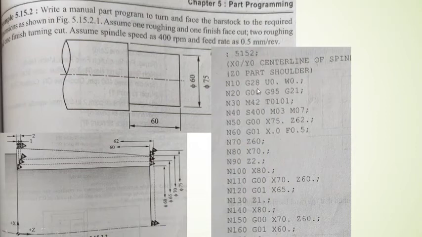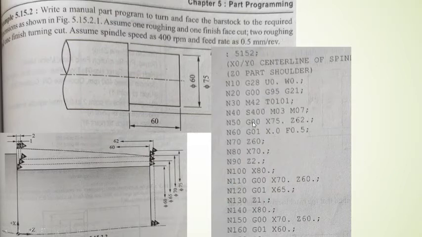Here you can see G28, G95, G21 all are used. We have discussed the concepts of all these codes in previous problem. Again M42 is used because the spindle speed is more than 200. This S400 indicates the specific spindle speed, and the part up to this particular line is same.